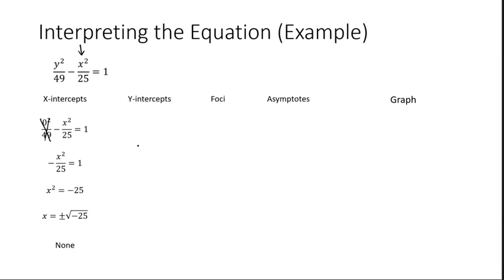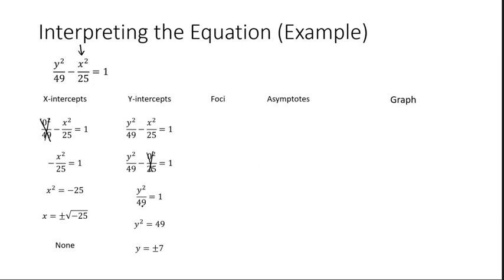Now for the y-intercepts, you plug in a 0 for x and solve for y. So you plug a 0 in for x, we have a 0 squared right here, so this would cancel. We have y squared over 49 equals 1. Multiply both sides by 49, so y squared equals 49. And then take the square root. So y would equal positive or negative the square root of 49, which is 7.